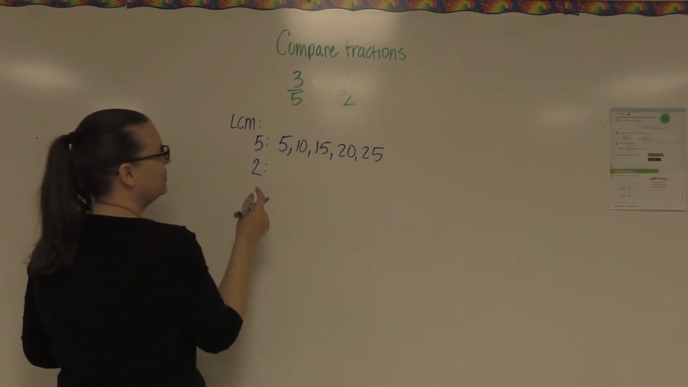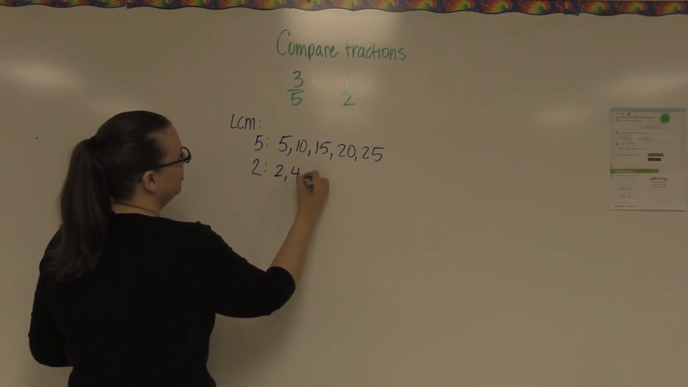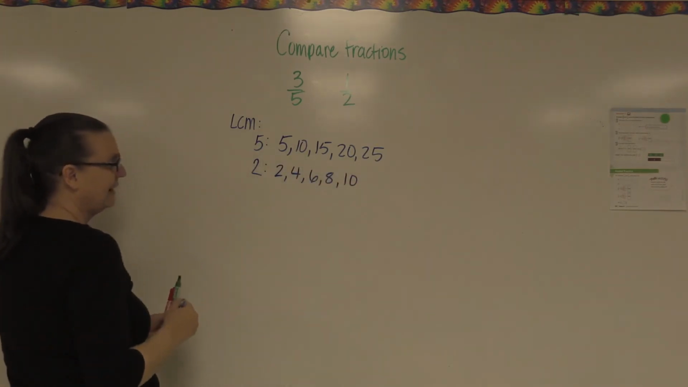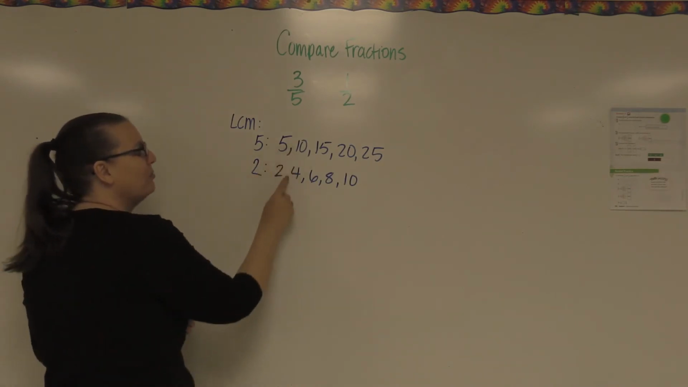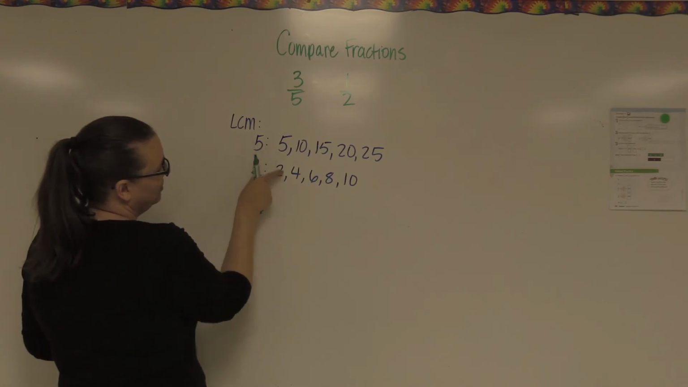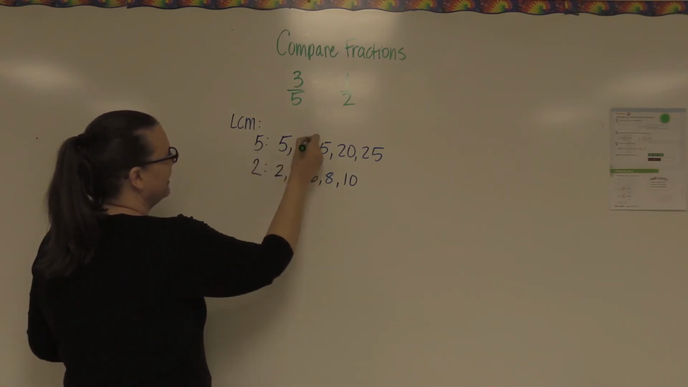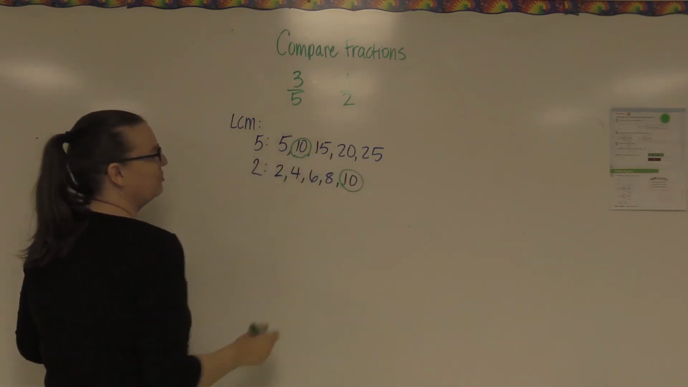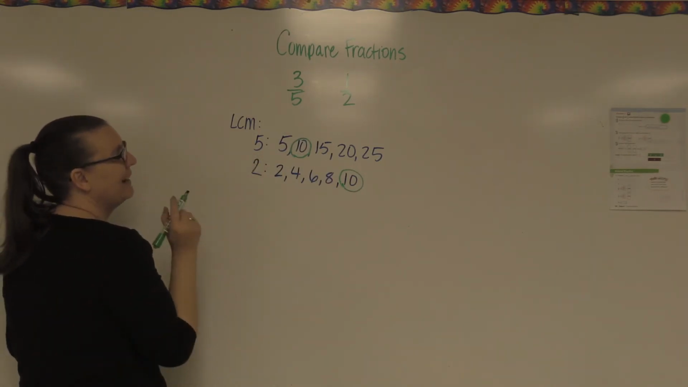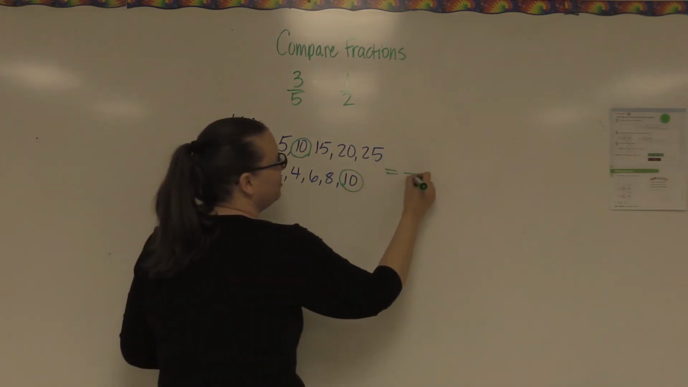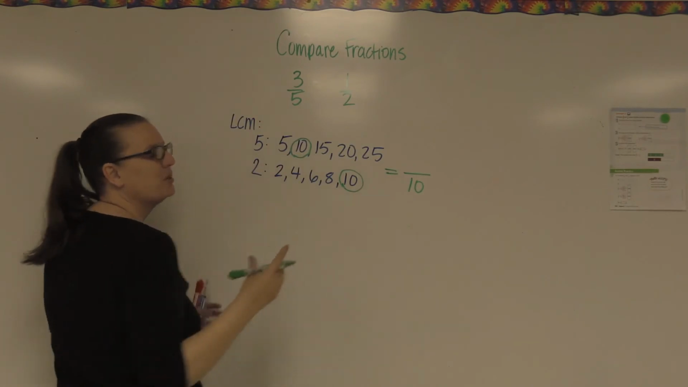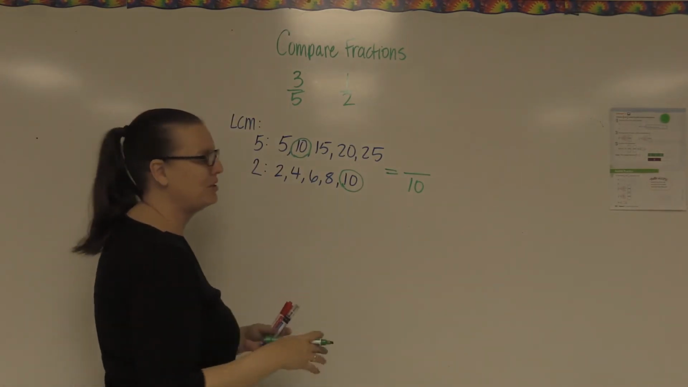Now let's list the multiples of 2. 2, 4, 6, 8, 10. Now what we're looking for is what number do both of these guys share. So what I'm looking through, I notice that 10 is the first number I come across. That is the least common multiple for these two numbers. This means this is my new denominator, and I have to change both of these fractions into tenths to be able to compare them because they have to have the same denominator.